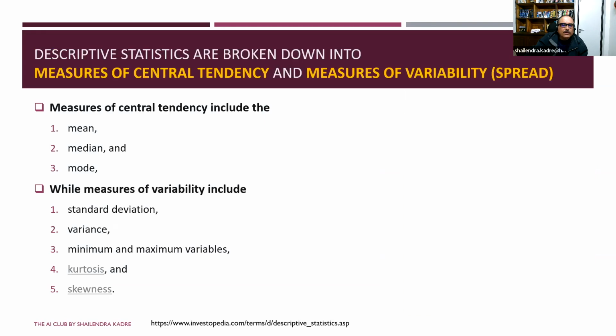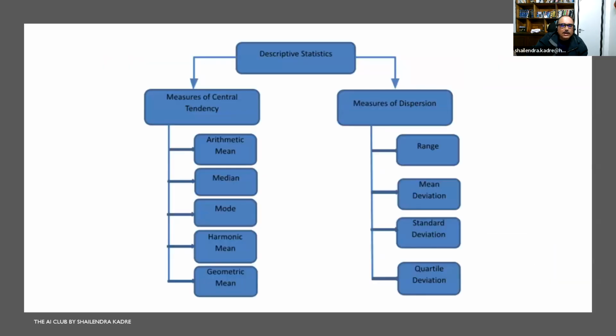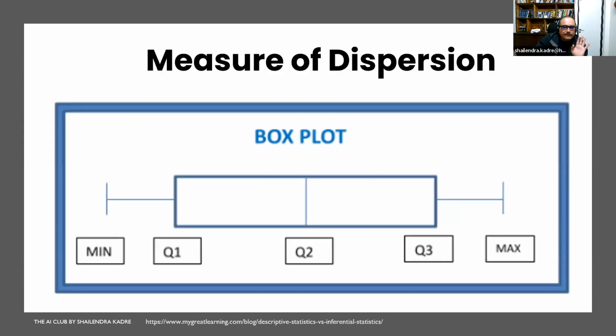Then we will discuss mathematical concepts: arithmetic mean, median, mode, harmonic mean, geometric mean, range, mean deviation, standard deviation, and quartile deviation. These are basic terms of statistics that are taught in ninth class. So we are discussing everything from scratch here.